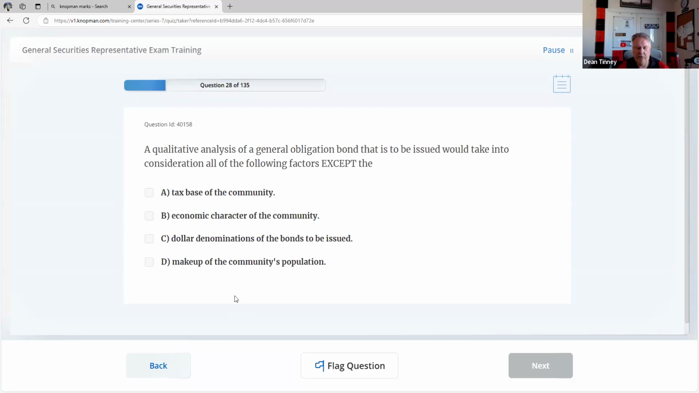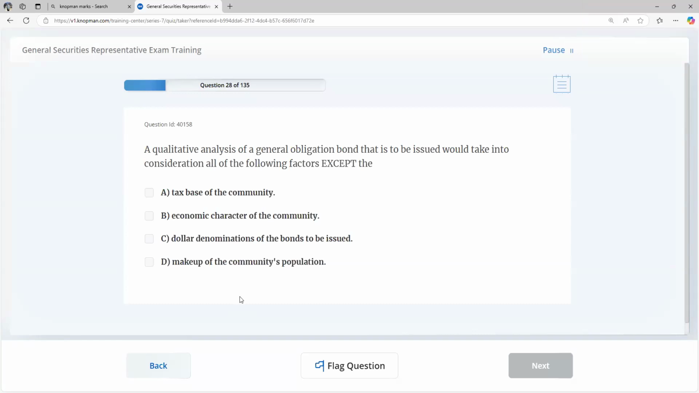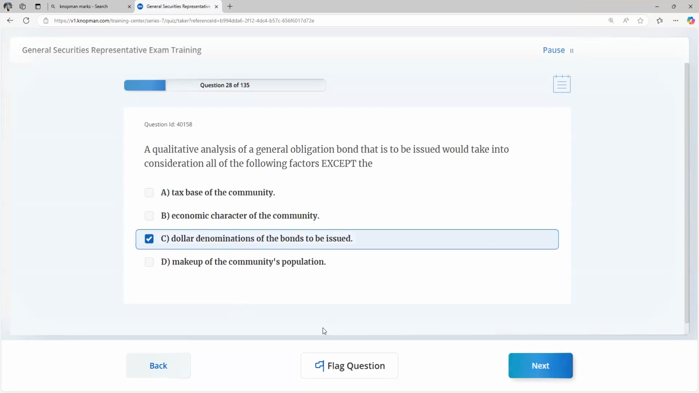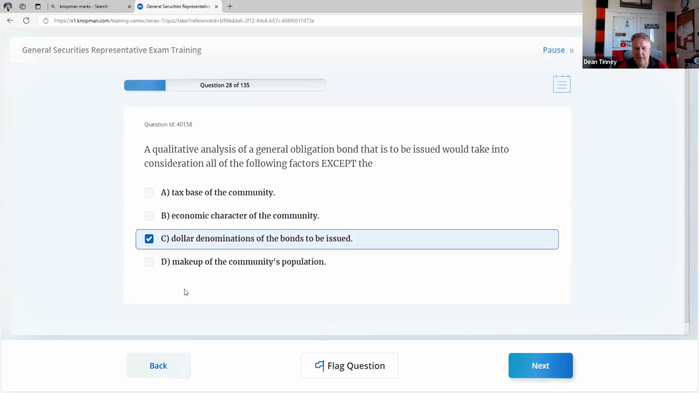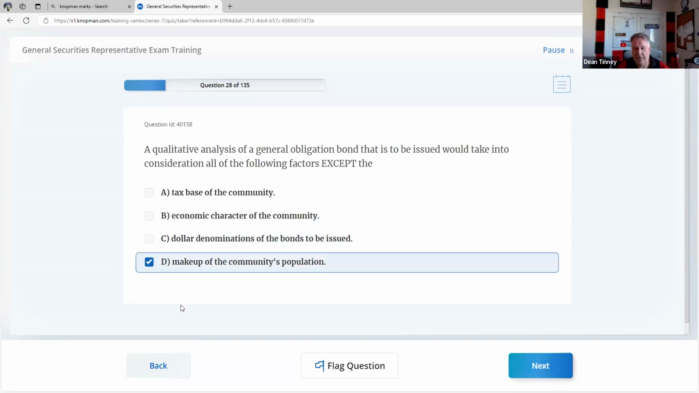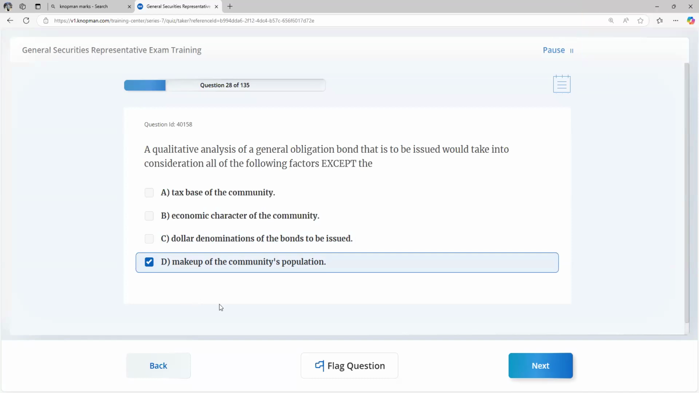Whether you buy them in $250 increments or $1,000 increments or $25,000 increments, does that have anything to do with the determination of the quality of the bond? I say no. I think it's C, but with the makeup of the community's population, I think that's going to be qualitative. So I could get it wrong, but I'm saying C. What do you want to say? The community's population, like there's 10 people that live in the town, or 10 million people live in the town, versus the dollar denomination of the bonds to be issued?